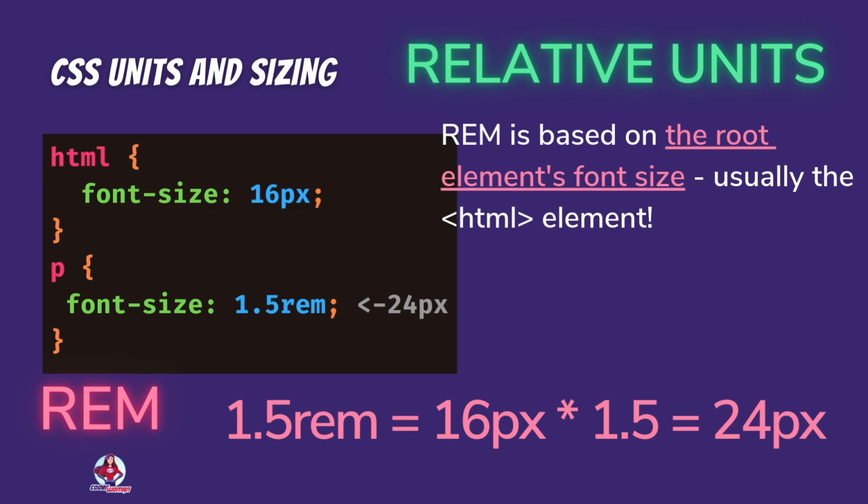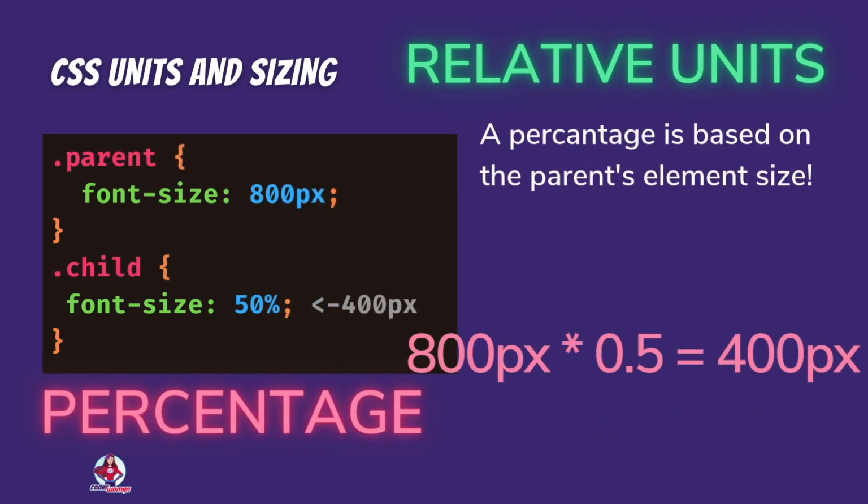A percentage is a relative unit based on the parent element size. When you use percentages, the element size will change depending on the parent element size. For example, if a parent element is 800 pixels wide and you set its child element's width to 50%, the child element will have a width of 400 pixels. The relative units are very useful in responsive web designs. We will use them later in the course.